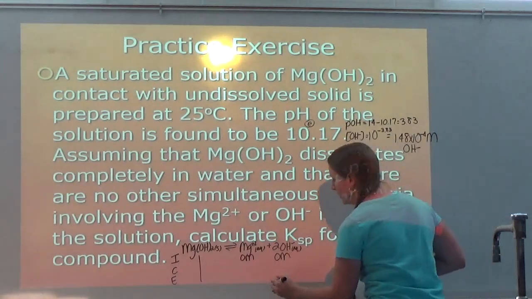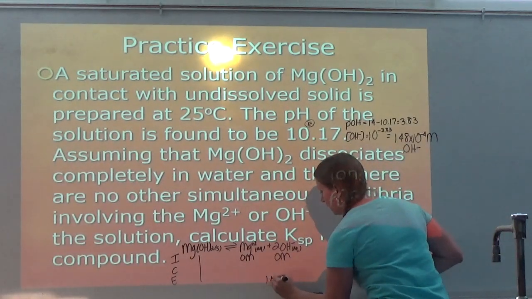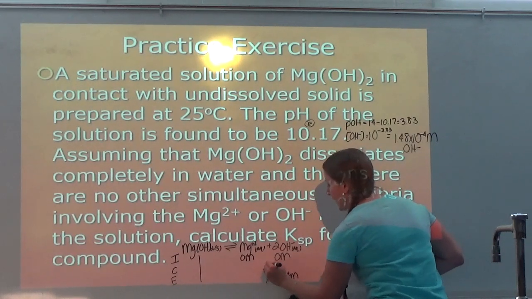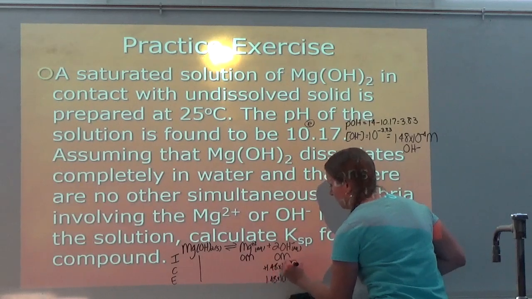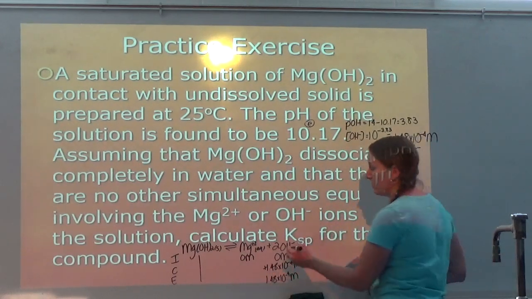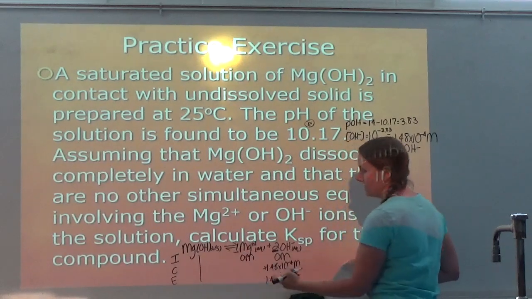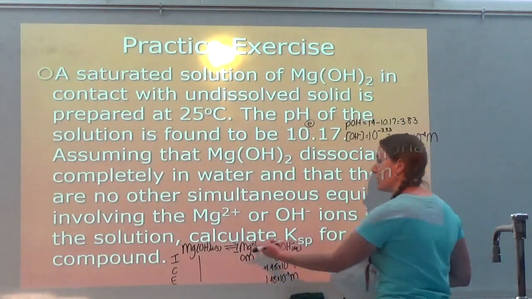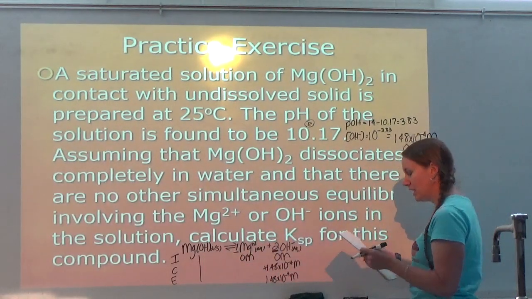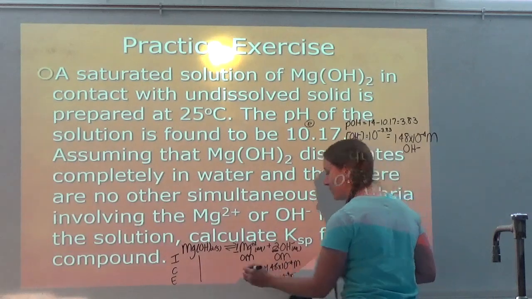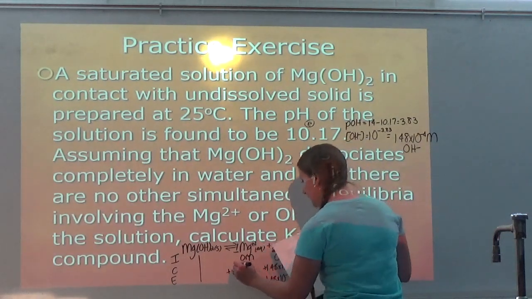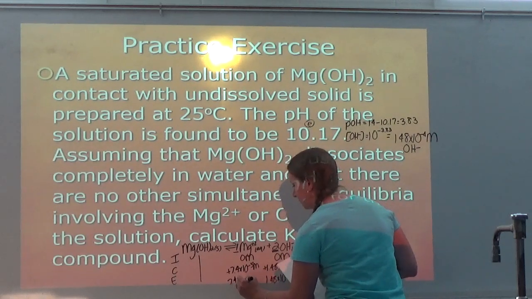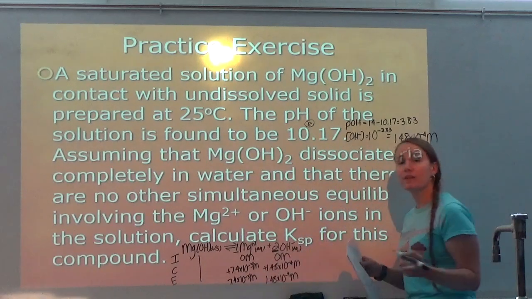So that means down here, this would be 1.48 times 10 to the negative 4 molar. That means I added that much. But the thing is, this is not 1 to 1. This is 2 to 1. So that means I'm only going to add half as much to the magnesium, because for every 1 magnesium, I'm going to get 2 OHs. So half of the 1.48 times 10 to the negative 4 is 7.4 times 10 to the negative 5. So you just got to be careful of that stoichiometry.